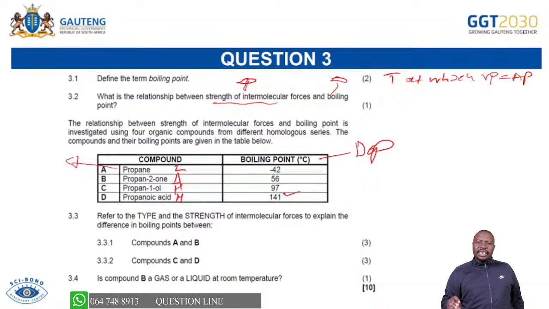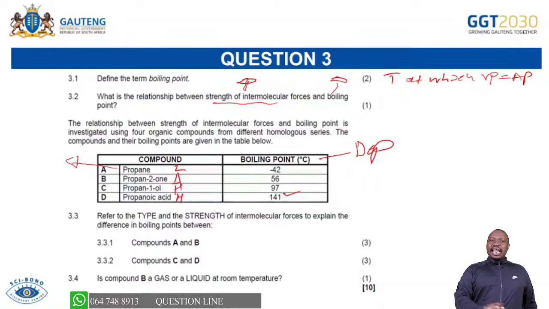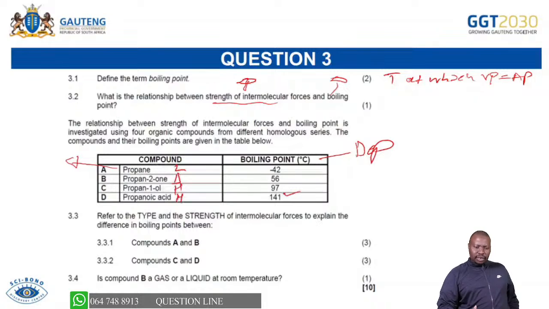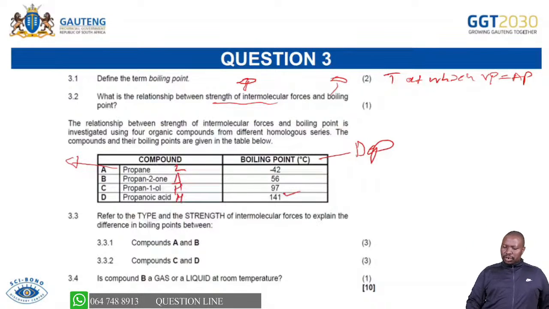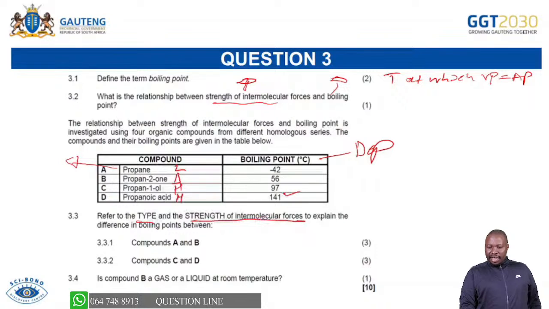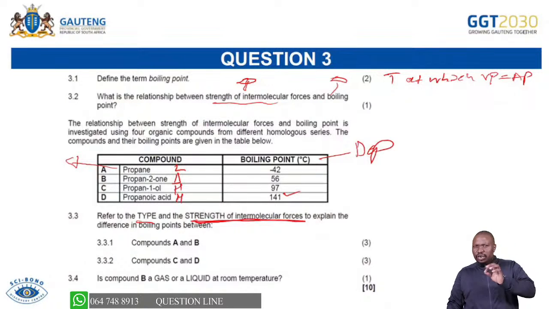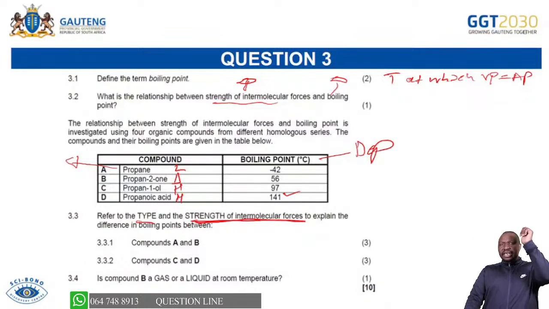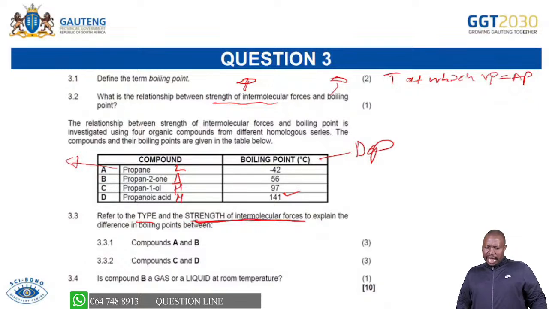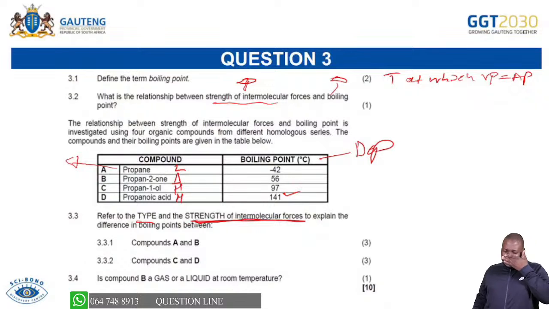What is important here? Analyze the table so that before you answer the question, you know what is happening on the table. Refer to the type and strength of molecular force. This question is telling you straight that the first thing you will tell us about is the type of intermolecular force, then the strength of intermolecular force, and lastly you will talk about the energy that is there.